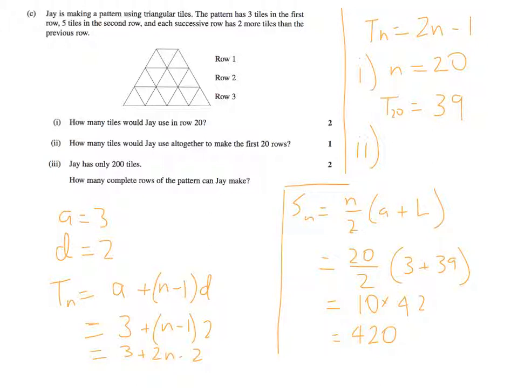And the last one, J has only 200 tiles. How many complete rows of the pattern can J make? Well, again, this is going to be a sum question. This time the sum of n terms is 200. Now the difference is we don't know what the last term is, so this time I would probably use this version of the formula where the sum of n terms is 2a plus n minus 1 d, and of course that's multiplied by the number of terms on 2.